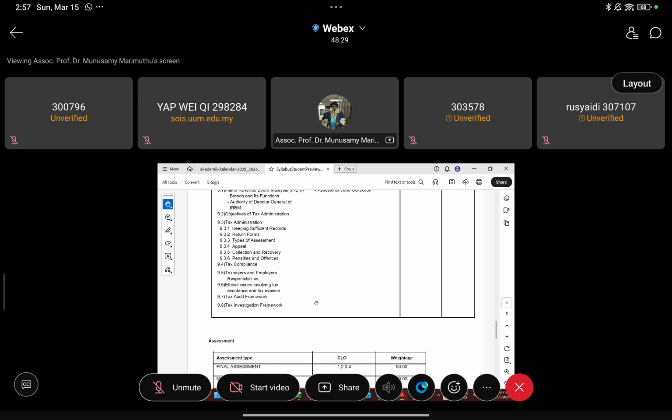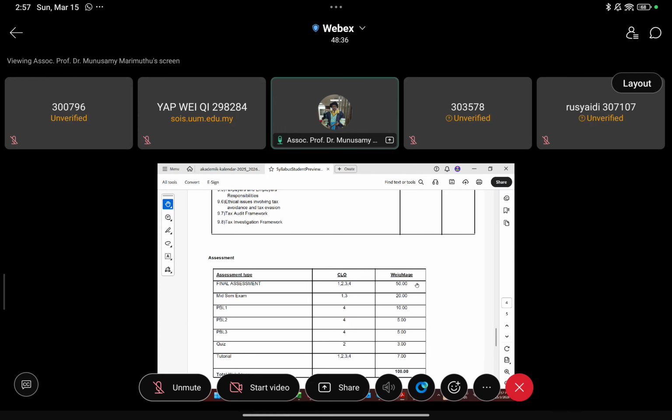Yes, this is the assessment part. The final examination is 50 marks, covering topic 5 to topic 8. Don't worry about the CLO. The mid-semester exam is 20 marks, and the mid-exam is on the 28th of April.